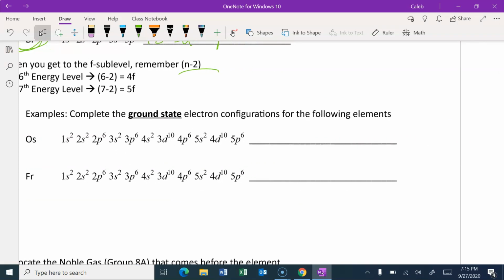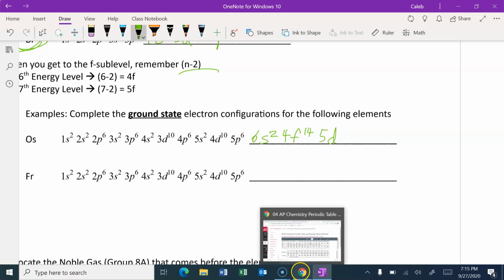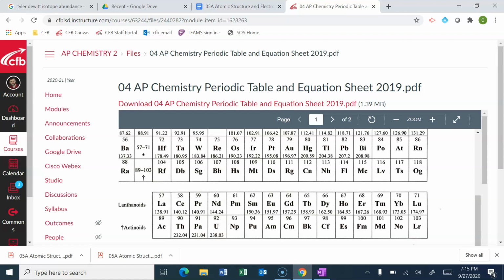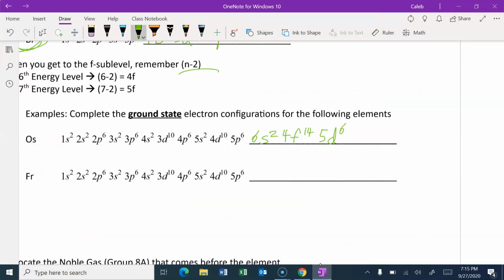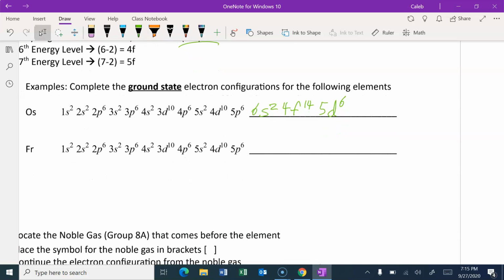1s2, 2s2, 2p6, 3s2, 3p6, 4s2, 3d10, 4p6, 5s2, 4d10, 5p6, 6s2, 4f14. Then we have 5d. Again, osmium is 1, 2, 3, 4, 5, 6. 5d6. Then we get francium, Fr.